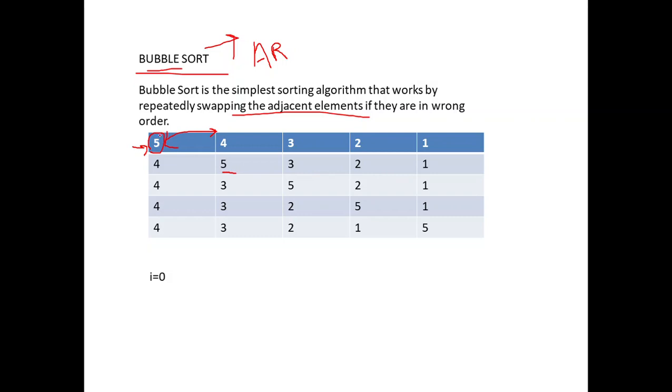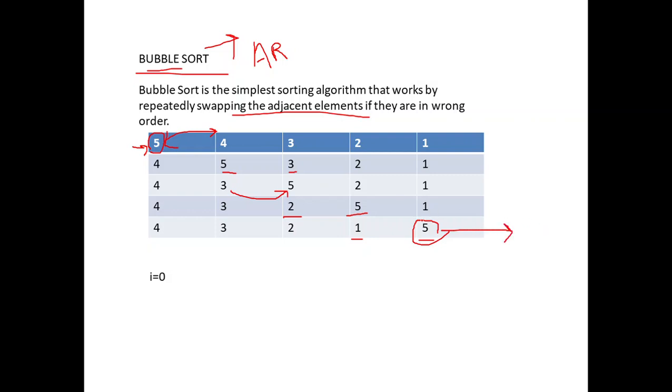Now this 5, the first element, has changed its position and reached here, and this 5 is compared with its next adjacent element 3. Since it is greater, again swapping occurs, giving 3 5, and the remaining stays the same. Now this 5 is compared with 2 and swapping occurs to get 2 5, and this 5 is compared with 1 and swapping occurs, giving 1 and 5. Right, so the largest element is obtained in the right order. So this is the first element sorted.